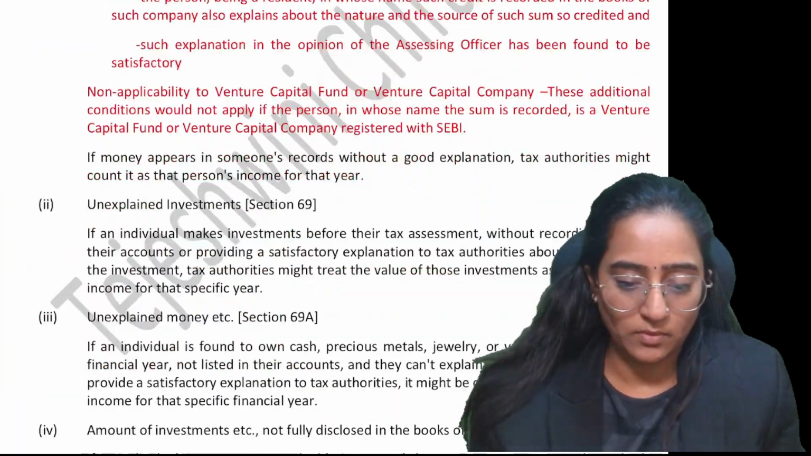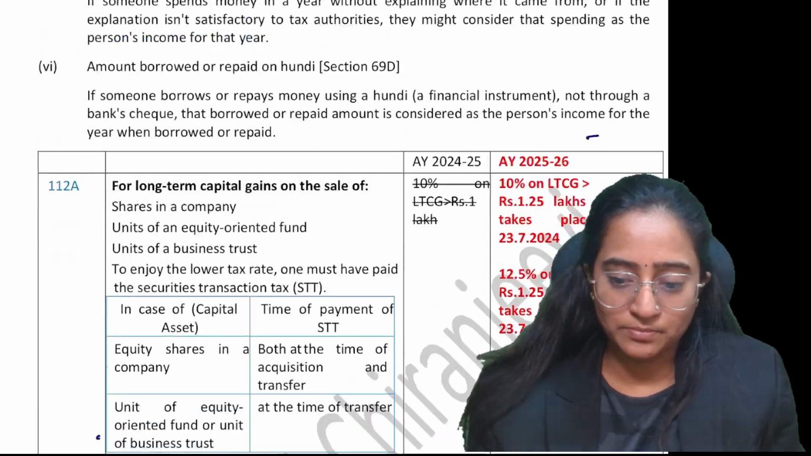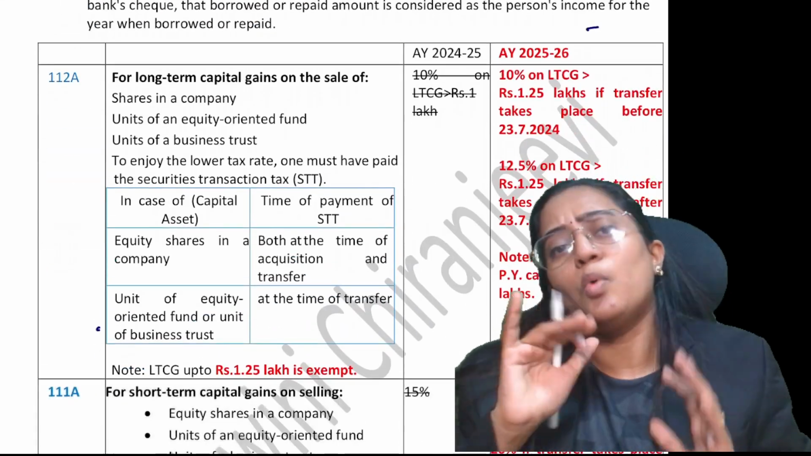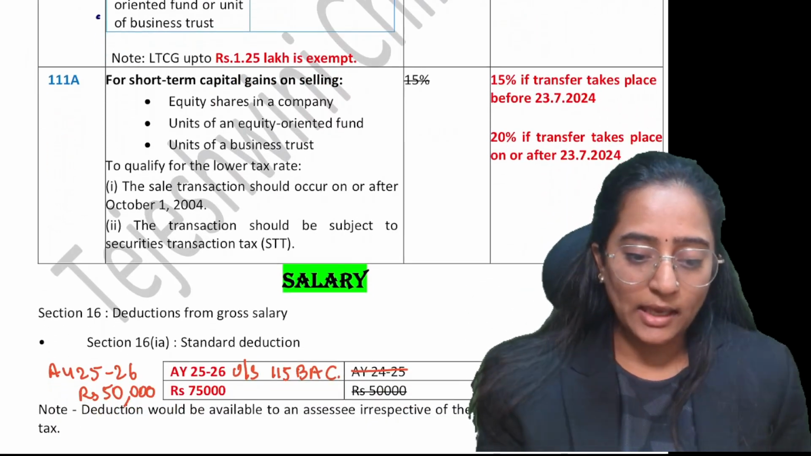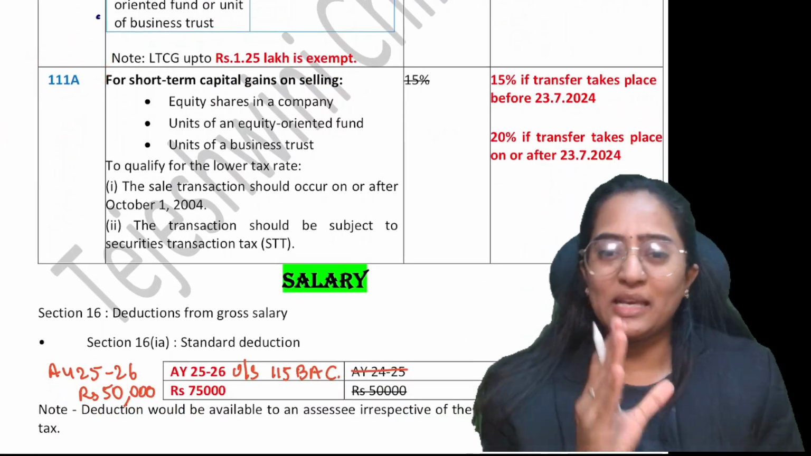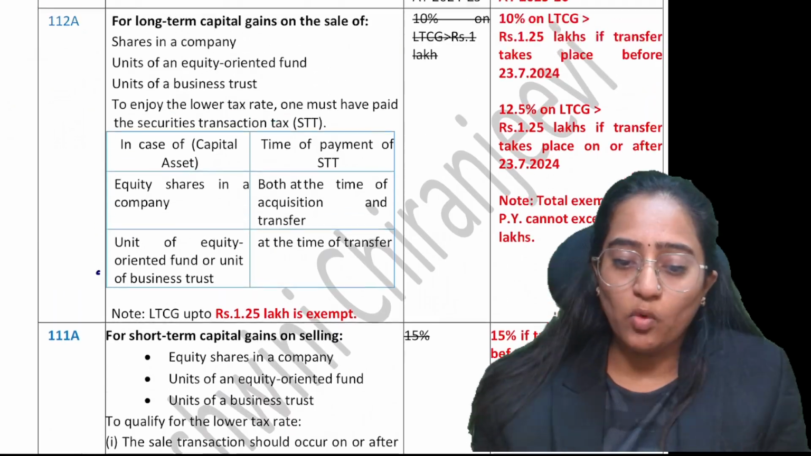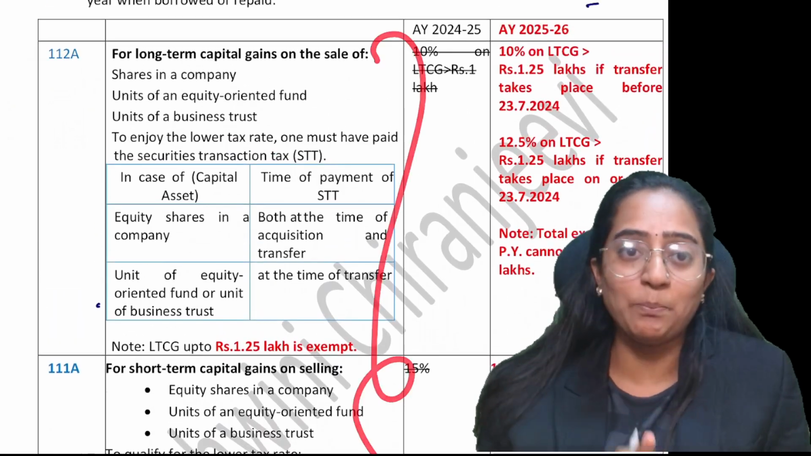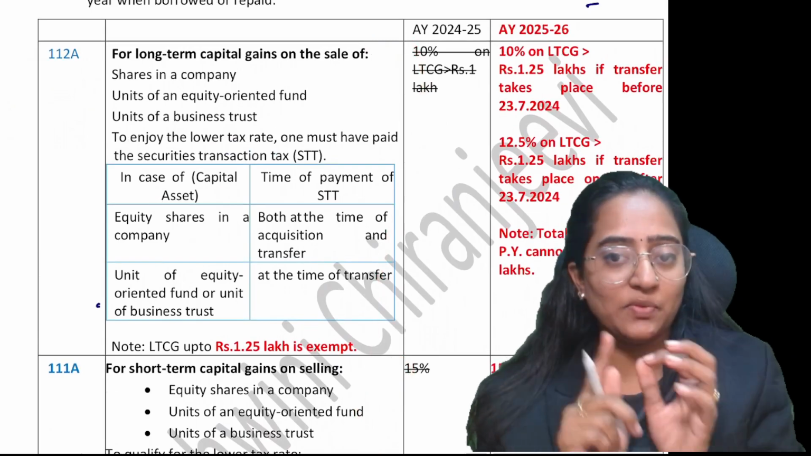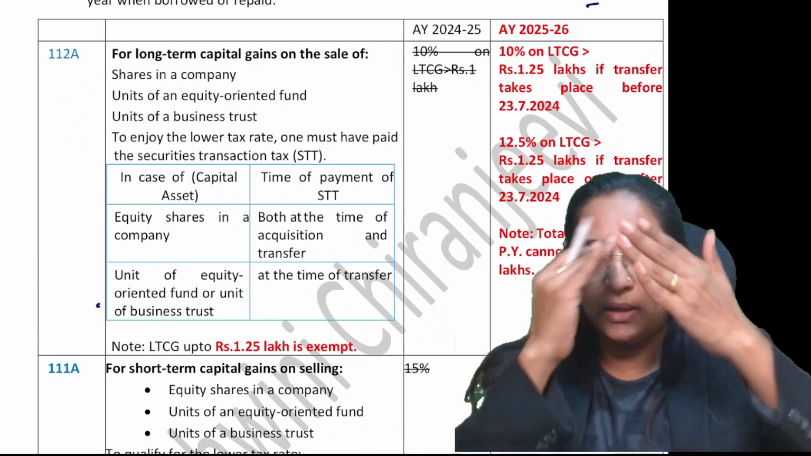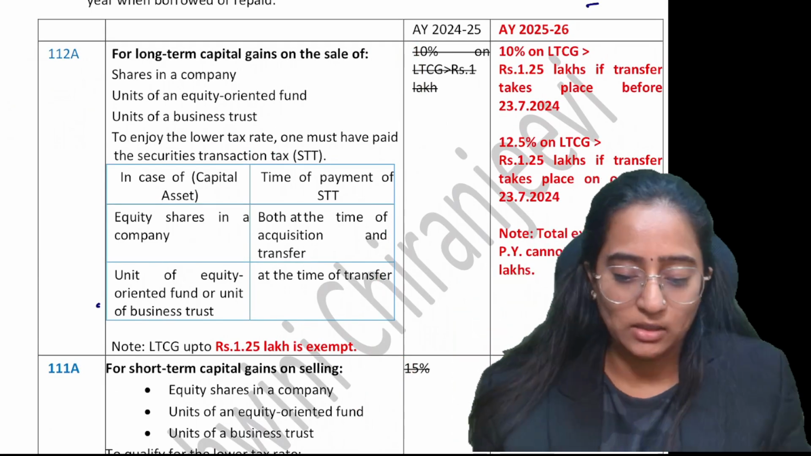Now, a very important amendment has happened in sections 111A and 112, basically in the capital gain section. Whatever the changes and amendments that have happened, we are going to understand with examples once we get into the respective chapter amendments. Let's go in a series. Let's not jump anything. Okay.